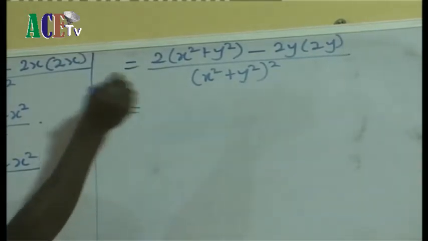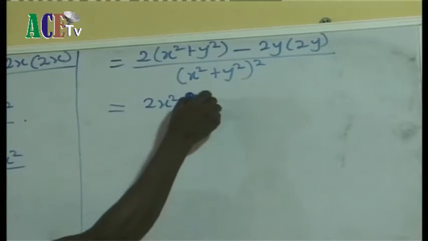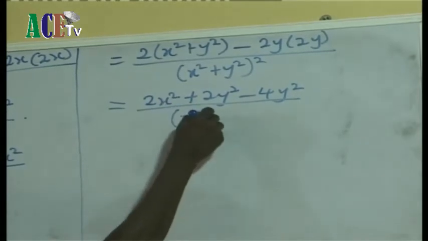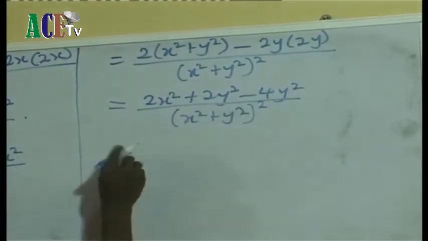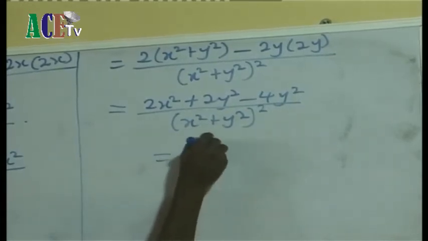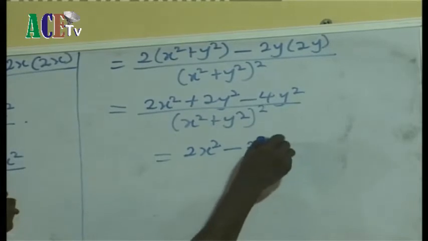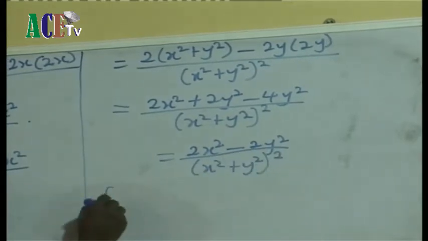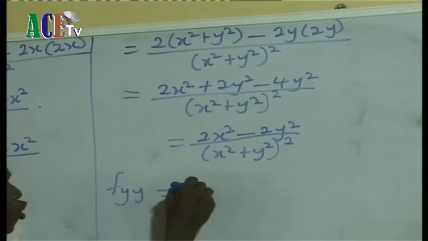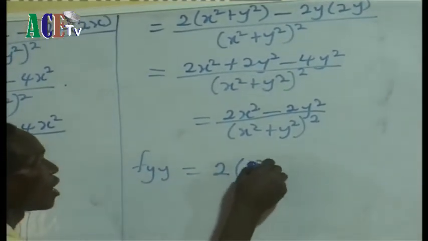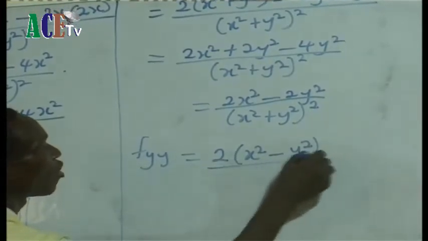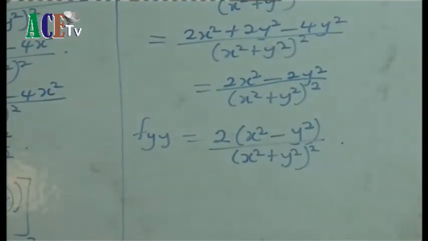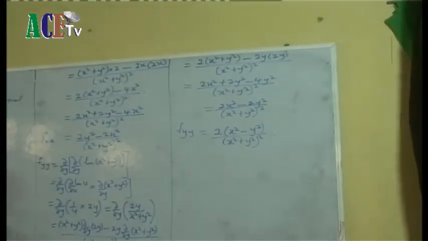Then from there, this one will give me 2x squared plus 2y squared minus 4y squared all upon x squared plus y squared, everything squared. And this will give me 2x squared minus 2y squared all upon x squared plus y squared, everything raised to the power 2. F of yy is equal to 2 into x squared minus y squared over x squared plus y squared, everything squared. And that is the final answer.